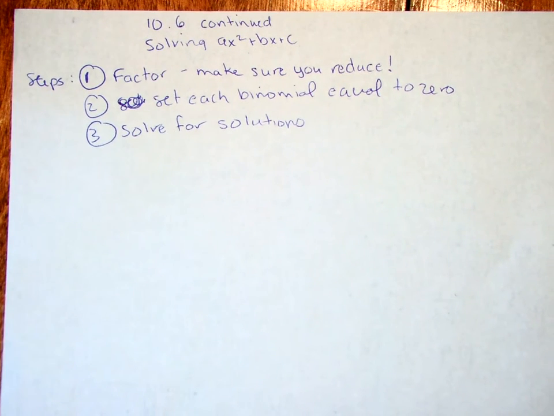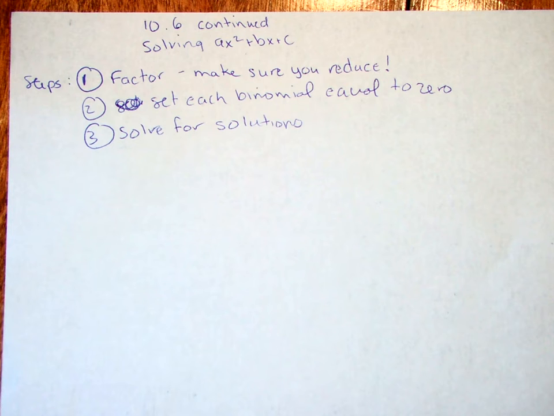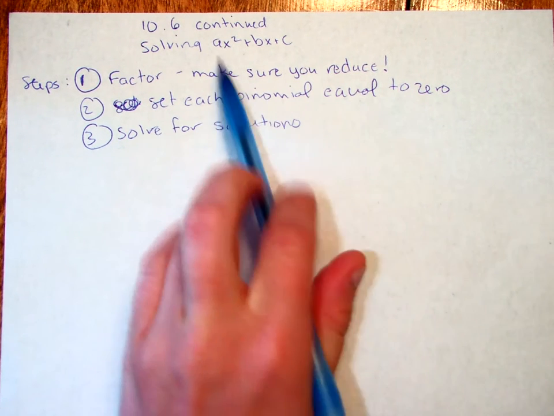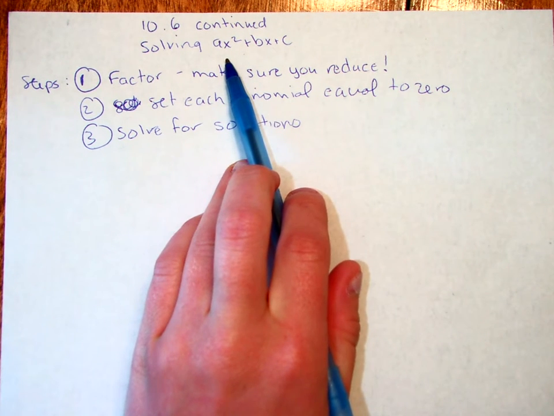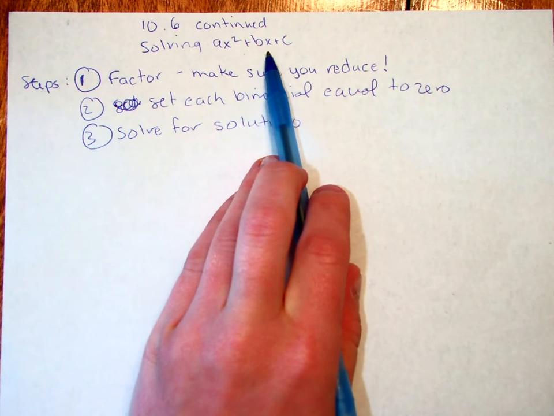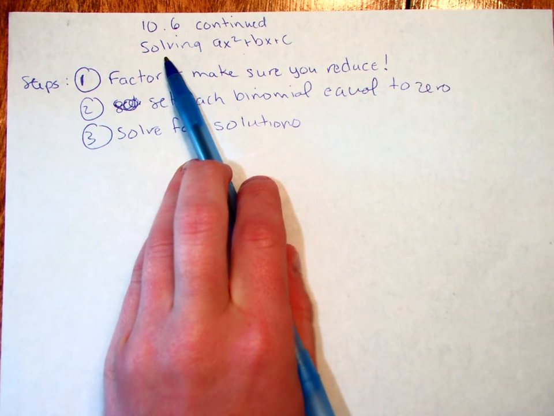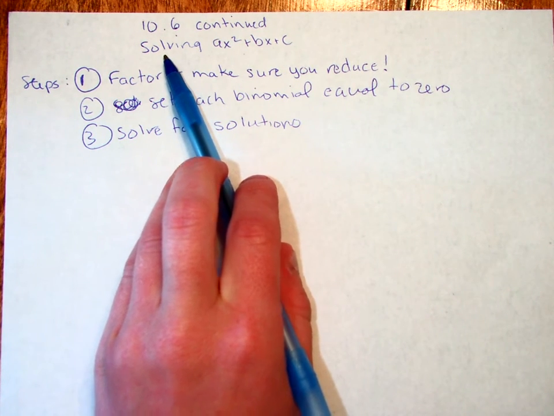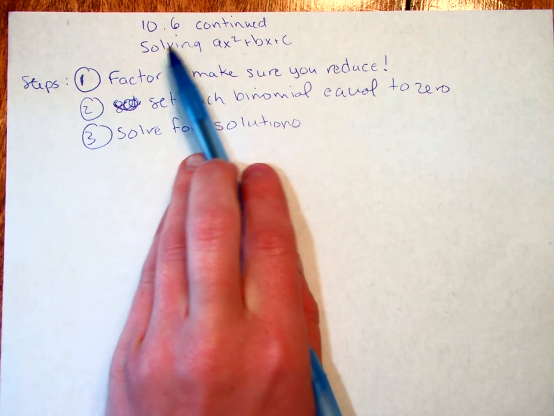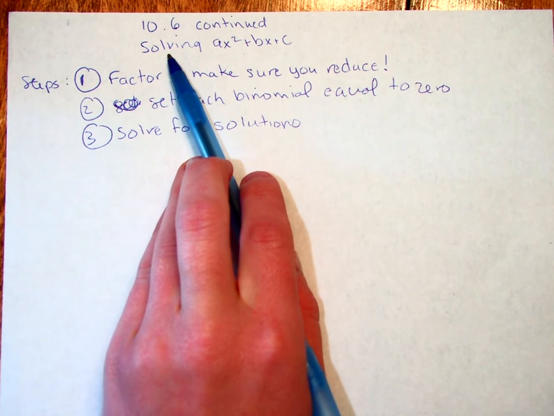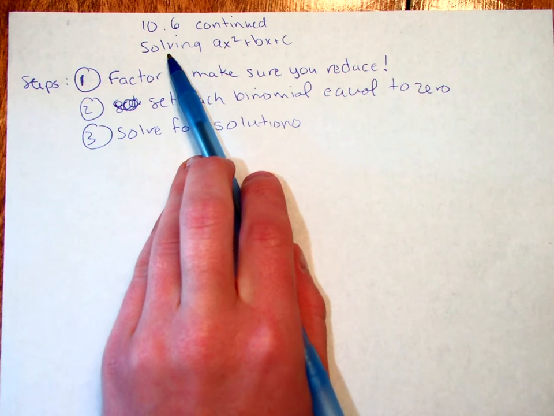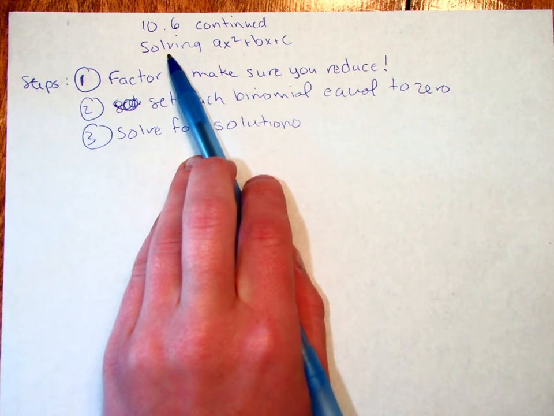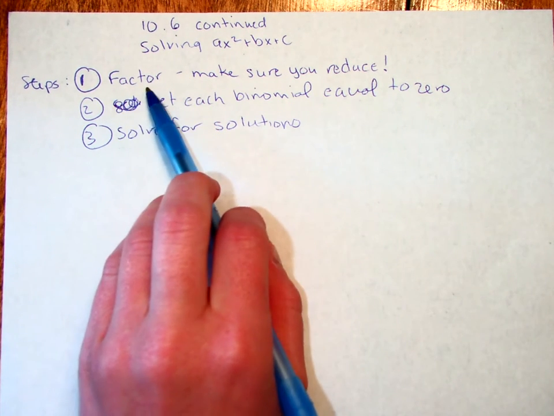All right, so today we are going to continue with section 10.6 notes. So yesterday we factored things that looked like ax squared plus bx plus c, and today we are going to be solving them. So again, very similar to 10.5, solving means you get an answer. So x equals blank, not just two binomials.